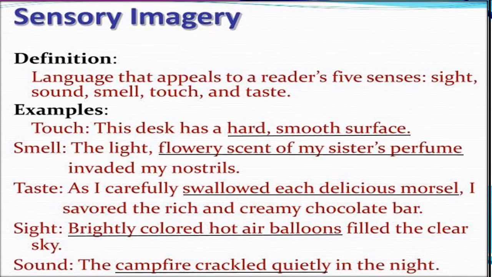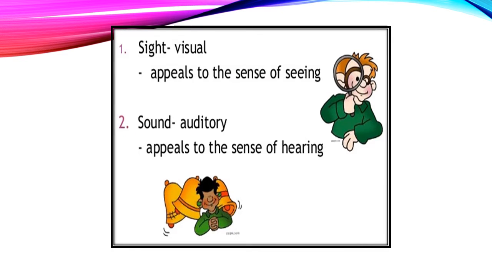Okay, so let's proceed. Now, let us understand one by one the 5 sensory images. First is sight or visual. It appeals to the sense of seeing. In this sense, we need to use our eyes. Second, sound or auditory. It appeals to the sense of hearing. In this sense, we need to use our ears for us to hear.